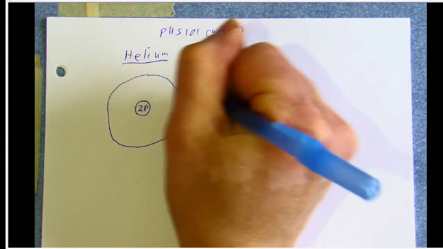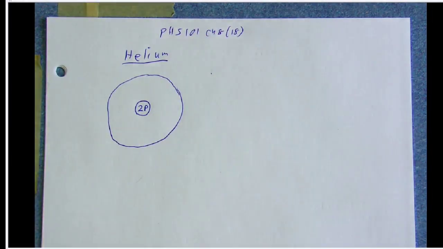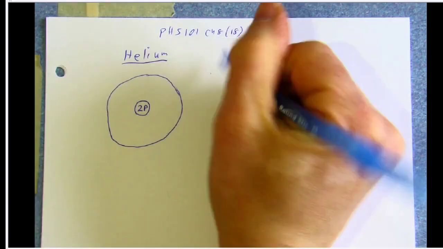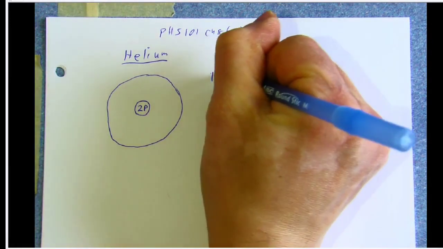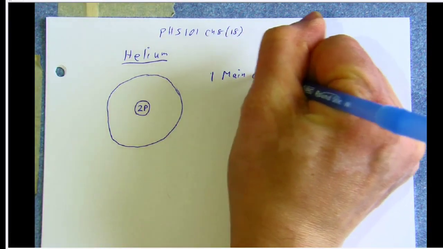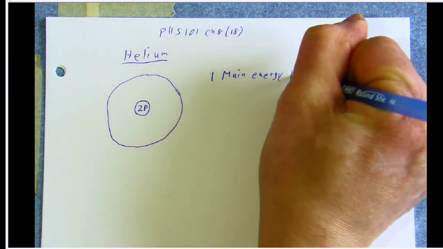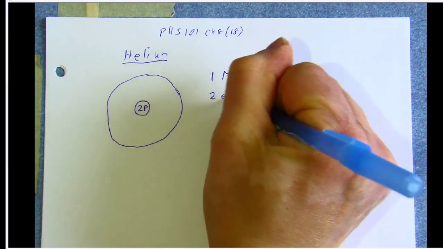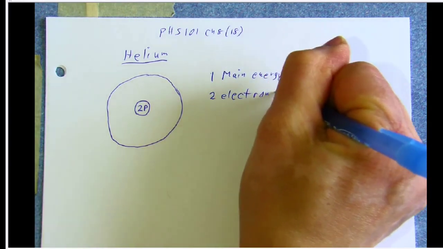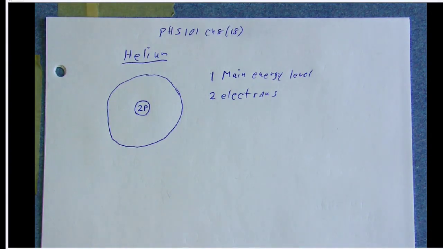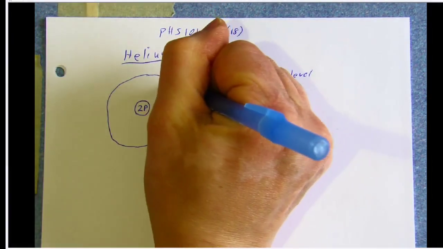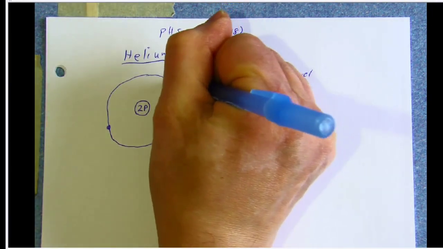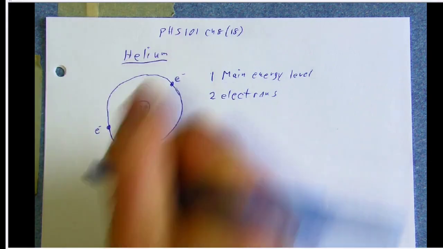And there are... helium is in row 1 of the periodic table, right? So helium has 1 main energy level. And it has 2 electrons, right? Because it has 2 protons. So for a neutral atom of helium, you need to have 2 balancing electrons. So let me put the electrons out here. I'll just label them E, E.